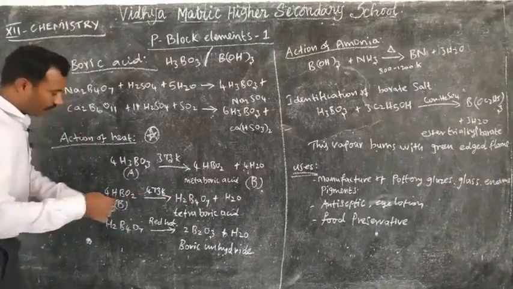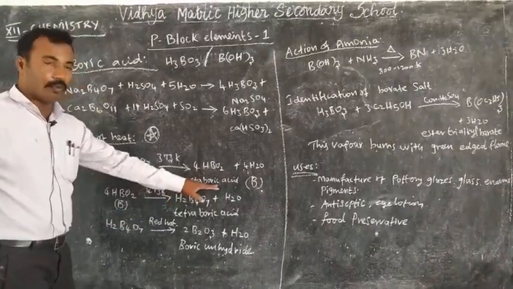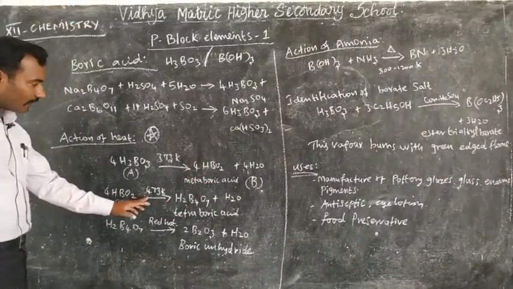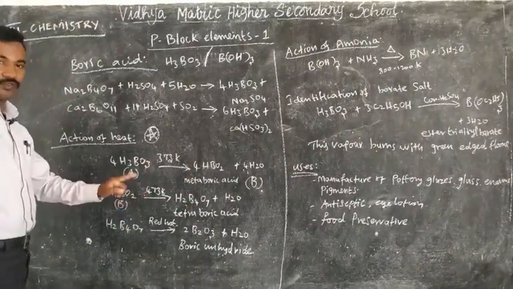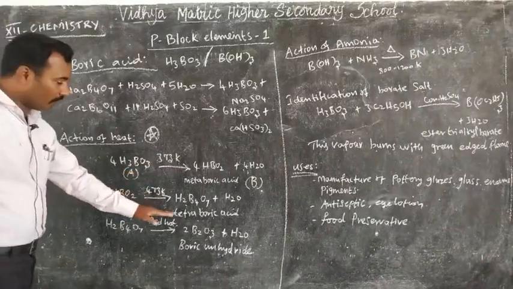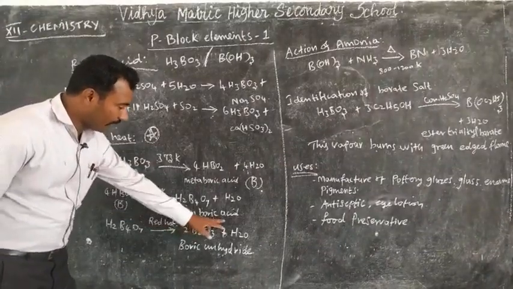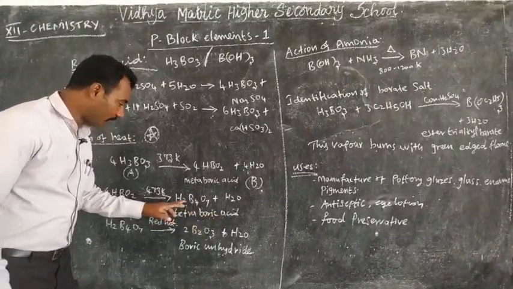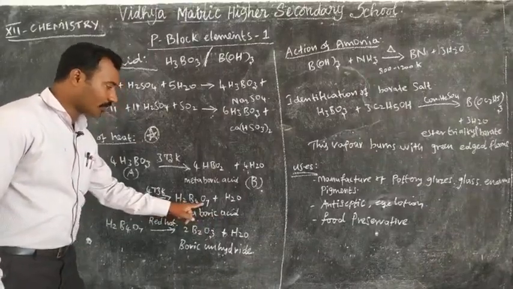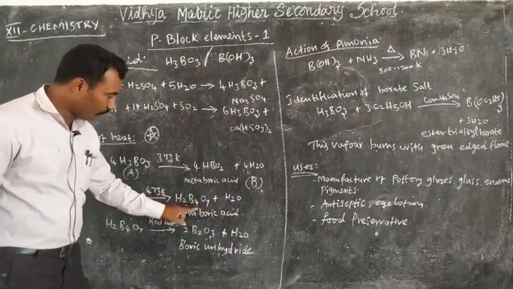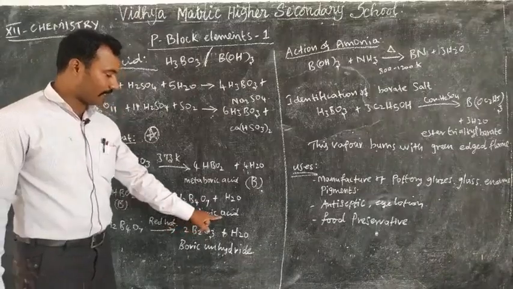This is compound B, HBO2, metaboric acid. Okay, further increase the temperature, 373, 473, 100 Kelvin increased. Here tetraboric acid, H2B4O7, that is a tetraboric acid and water molecule.